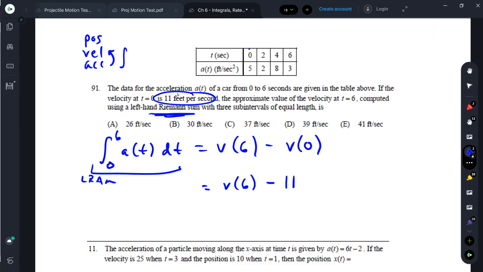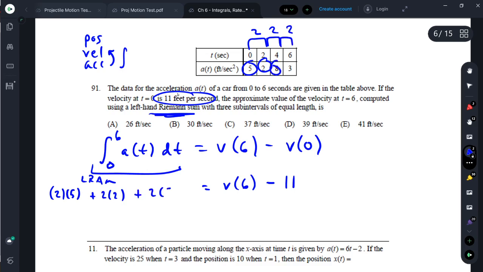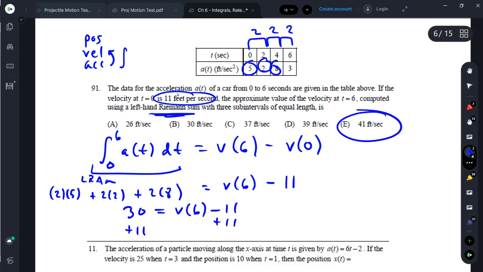So in order to do our Riemann sum, this is a distance of 2. We're multiplying by the left, so that's 2 times 5. Then this is another distance of 2. We're multiplying by the left, so plus 2 times 2. Then we have another distance of 2. We're multiplying by the left, so plus 2 times 8. So it's going to be 10 plus 4 is 14, plus 16 is 30, equals v of 6 minus 11, but it's not 30 because we have to add that 11, and so it's 41.